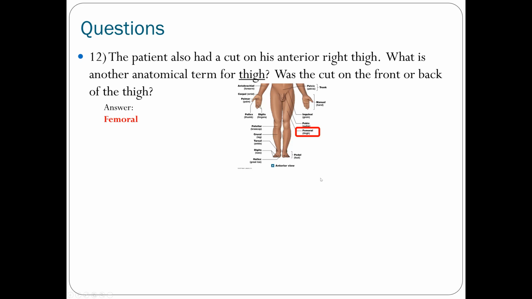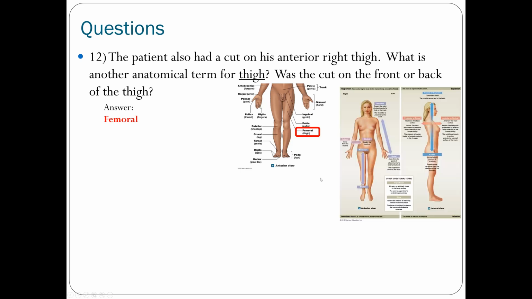And the second question was the cut on the front or the back. We have to remember our directional terminology. And remember, it says anterior right thigh, and anterior is equivalent to ventral, and they both describe the front of the body, whereas the opposite would be posterior or dorsal, describing the back of the body. Since this says anterior, then his cut was on the front of the thigh.